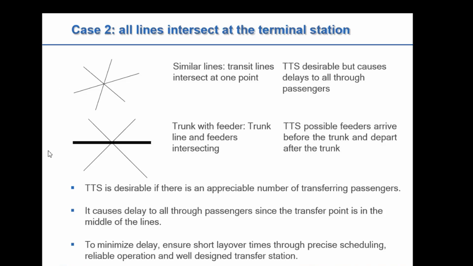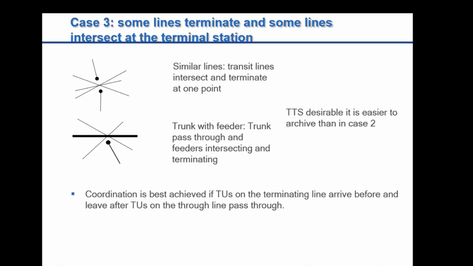And this is another case, where we have two feeder lines intersecting the trunk lines. We want to apply TTS here, but maybe after the departure of the trunk line, or before the trunk line. Similarly, we have another example where two lines are terminating while other 6 lines are intersecting. Those are just different scenarios that you need to understand.